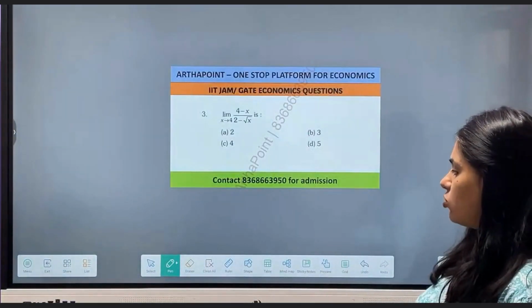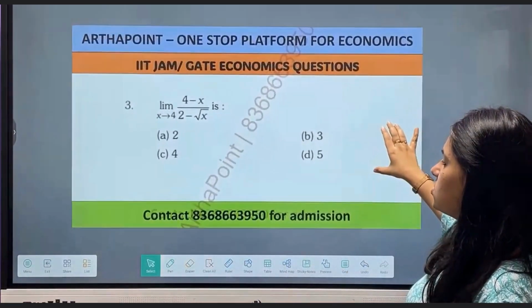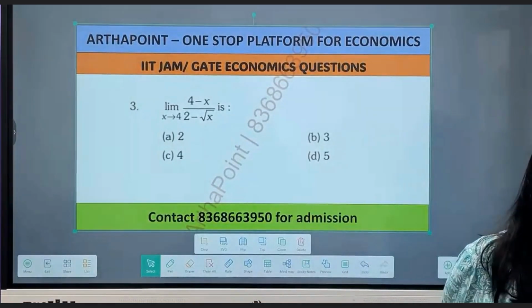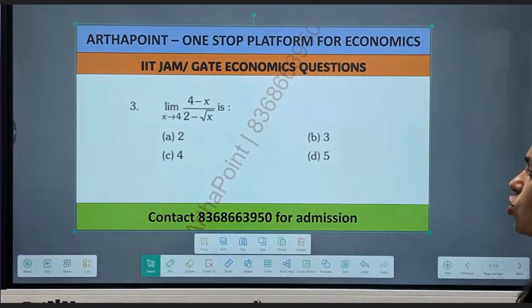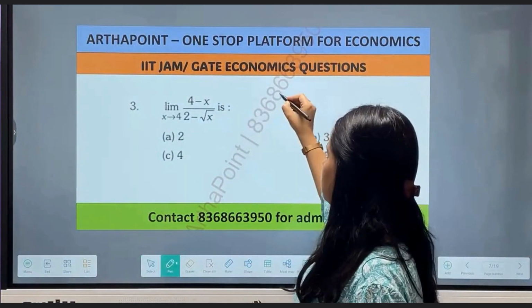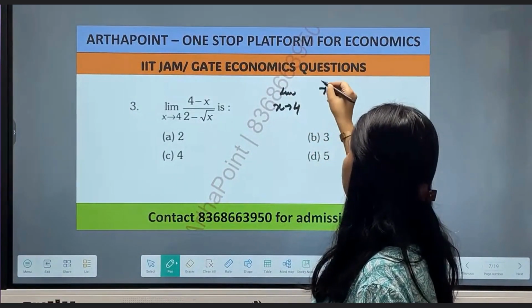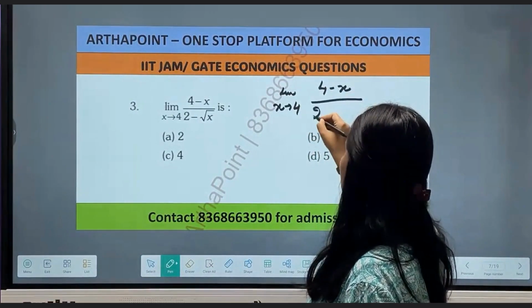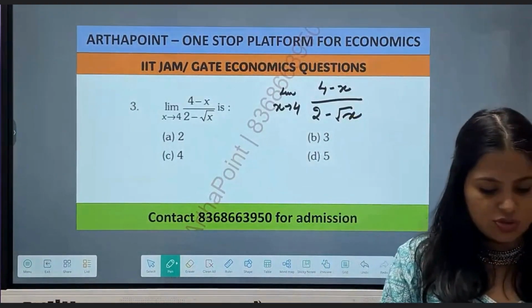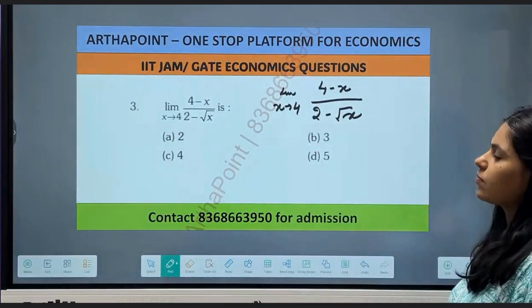Come to question number 3. Again, I will give you some time. Try to solve this yourself, then I will do it. Take a moment. Try to do it yourself first. So you are given the limit as x tends to 4 of (4 minus x) upon (2 minus root x). You have to find this value. Very simple. Try to do this yourself. Give me the answer to this question. What should this be?